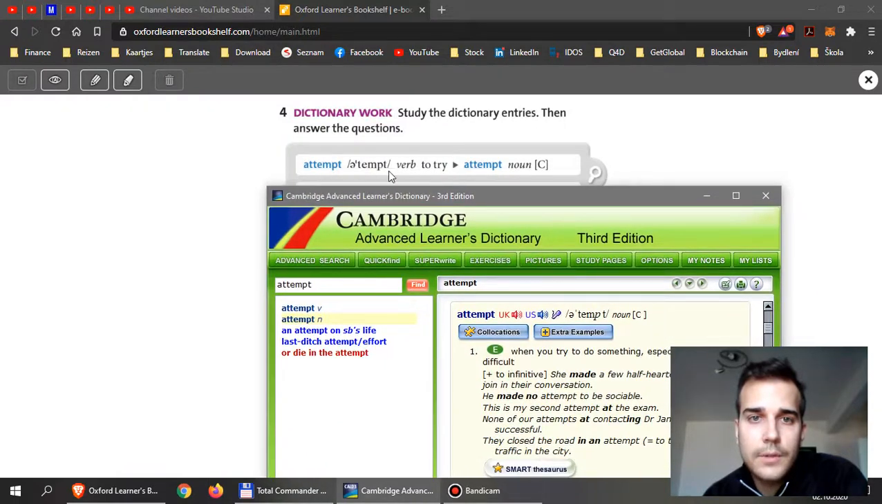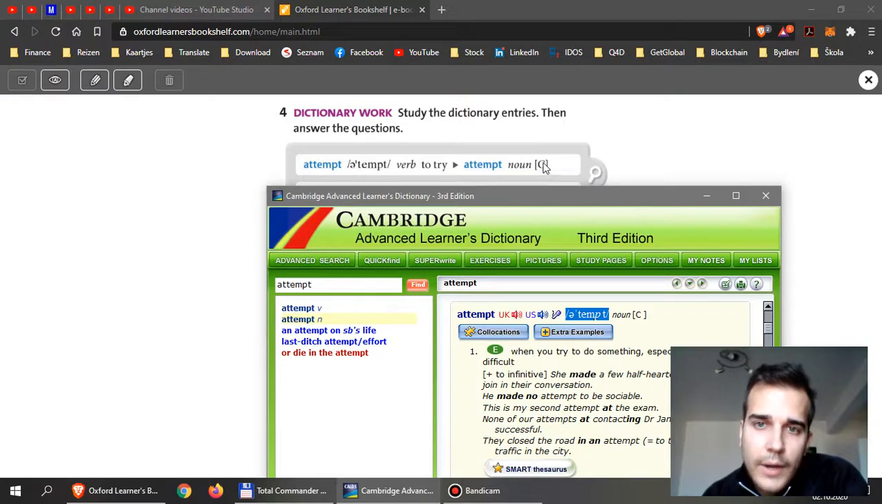Now, attempt is also a noun. Here you don't see the pronunciation, all right? So verb and noun over here, you write it the same way, but you see that the pronunciation for the noun is not here. If it's not there, then it means that the pronunciation is the same, all right? You see it here, attempt, noun, and it is the same. So they don't want to write it again in this dictionary.